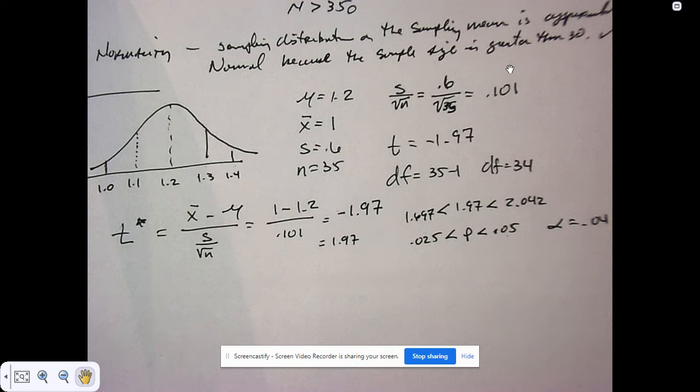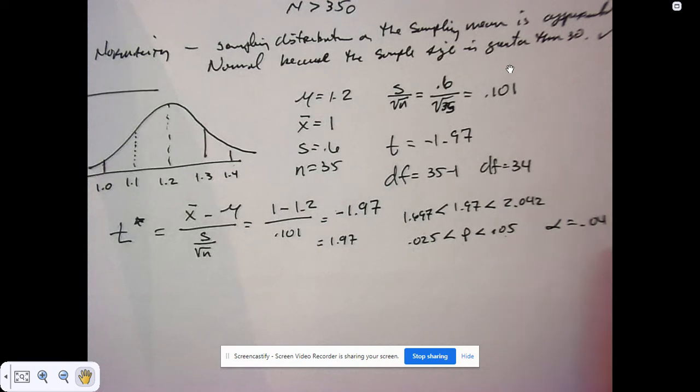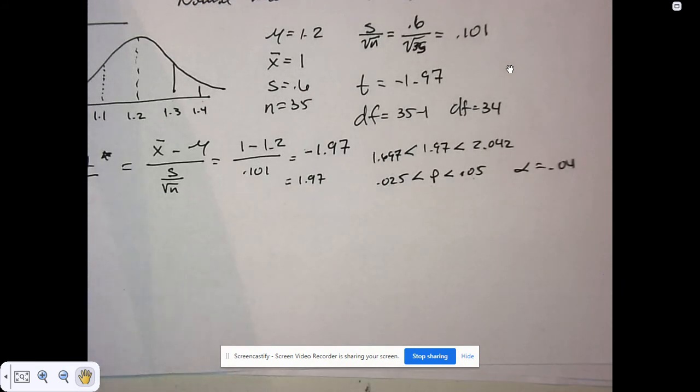The good news is I've got technology. So instead of finding that value from the table, I'm going to find the value with technology. I suggest that you do all the stuff by hand, and then you go back and figure it out with technology. So let's take a look at that real quick.